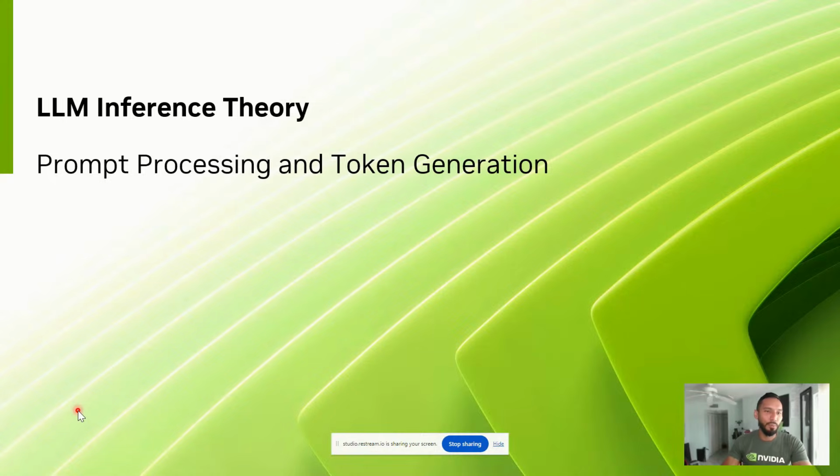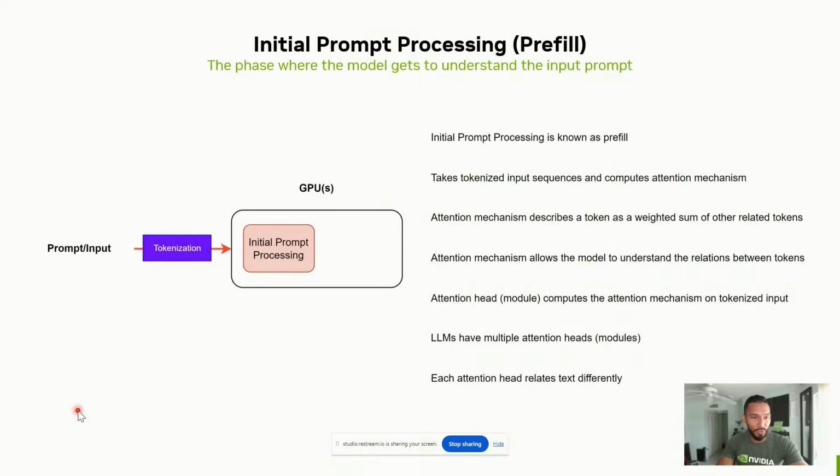Okay, jumping into prompt processing and token generation. So we see now we're going to focus on this initial prompt processing box. This is known as prefill. So if you read a lot of research papers and they're talking about the attention mechanism and doing these types of things, the stage at which the language model understands your prompt is called prefill.